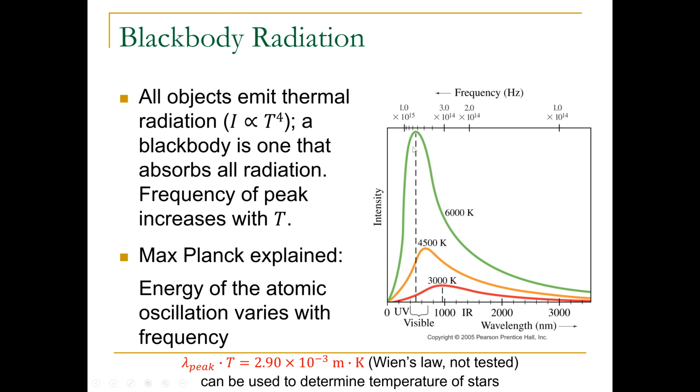In other words, hotter objects emit more light, and they emit light at higher frequencies. Cooler objects will emit less electromagnetic radiation, and they will do so at lower frequencies. So as a red-hot piece of iron cools, it may stop emitting red light, but it would still emit infrared light.